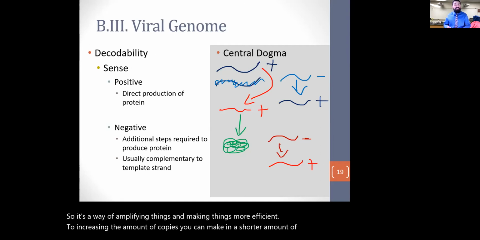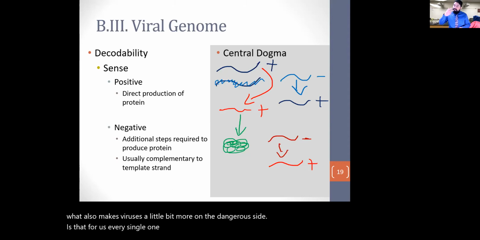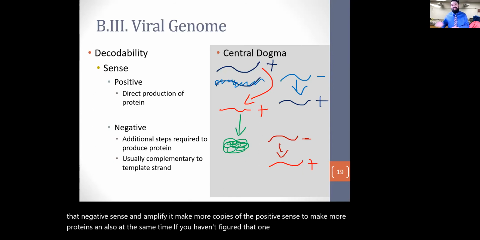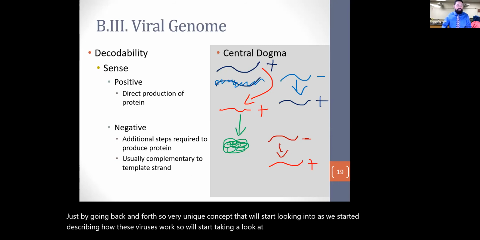And that's what also makes viruses a little bit more on the dangerous side, is that for us, every single one of our cells will require two-stranded DNA or single-stranded positive RNA, and that one copy making one more protein. Viruses, on the other hand, can go in several different directions. And so they can actually take that negative sense and amplify it, make more copies of the positive sense to make more proteins. And also at the same time, if you haven't figured that one out too, they can make more copies of the negative sense one too, just by going back and forth. So it's a very unique concept that we'll start looking into as we start describing how these viruses work. So we'll start taking a look at them in a couple of the next steps.